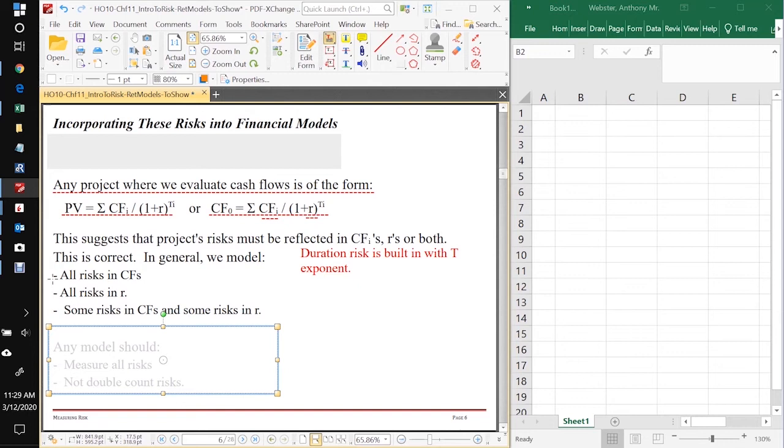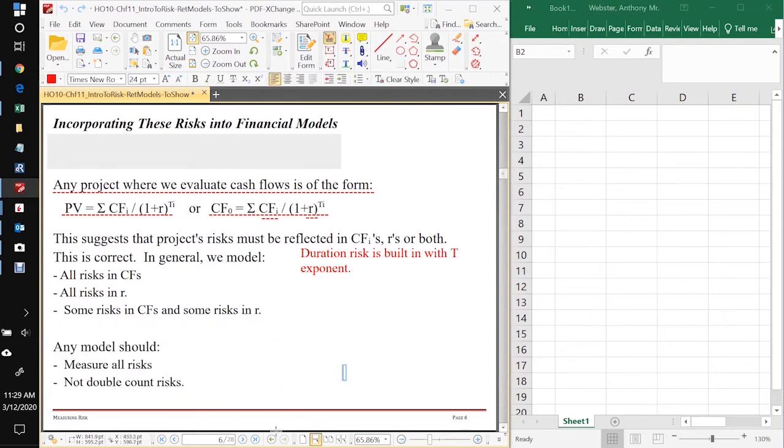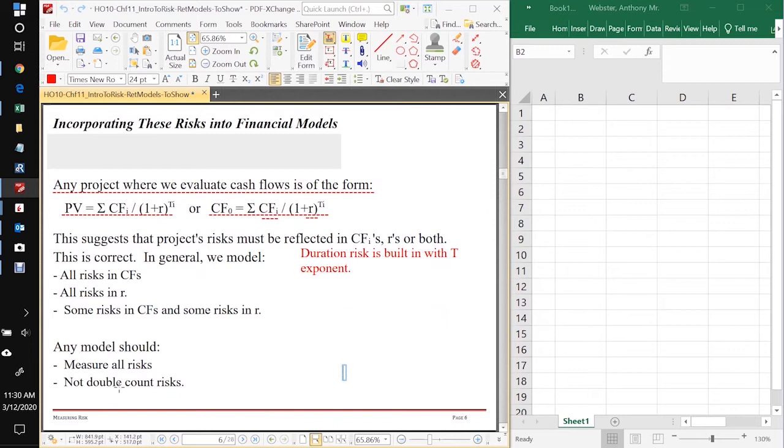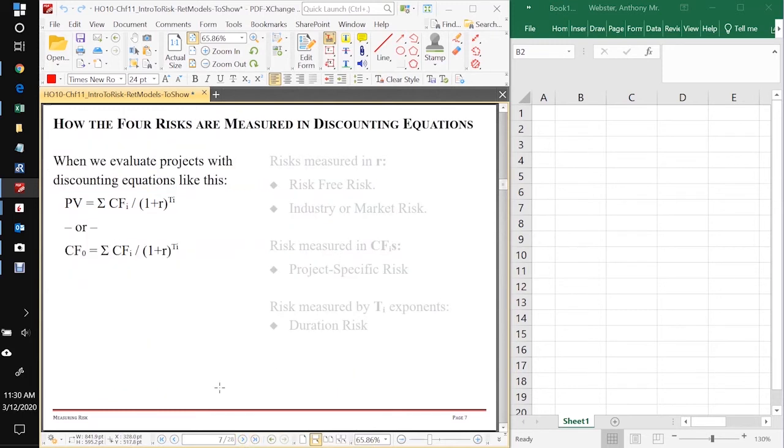So what are our choices? We can put all of our risks into our cash flows. We could put all of our risks, model all of our risks in our discount rate, or we could put some risks in cash flows and some risks in our discount rates. And for any model, any risk model that we're building, we need to measure all the risks. What are all the risks? All the risks are the risks listed on this page. And we don't want to double count. So we don't want to measure risk once in a cash flow and then double count it by measuring it in a discount rate. Let's see how specifically these four risks are measured in our discounting equation.